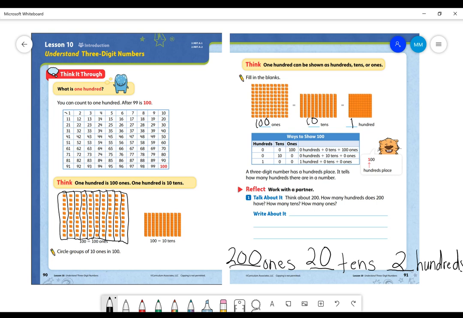So friends, when we are talking about three-digit numbers, that means we have a digit in the hundreds place, a digit in the tens place, and a digit in the ones place.